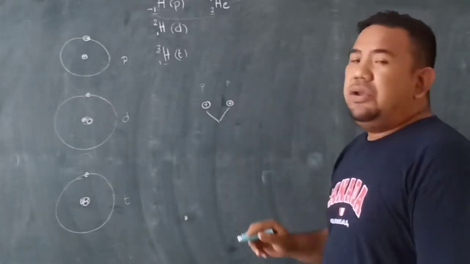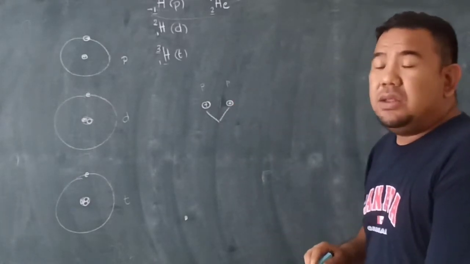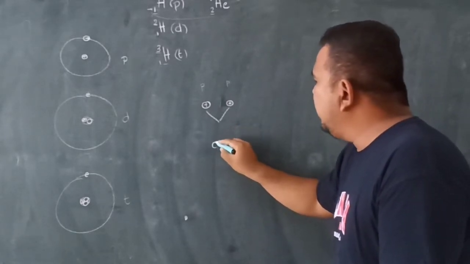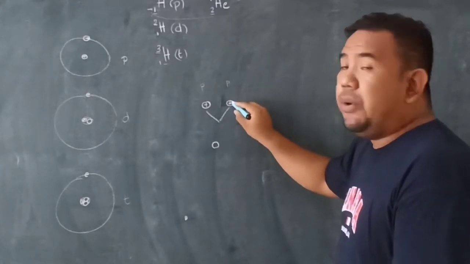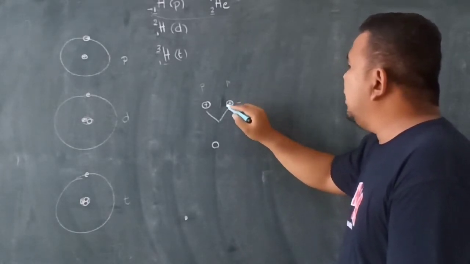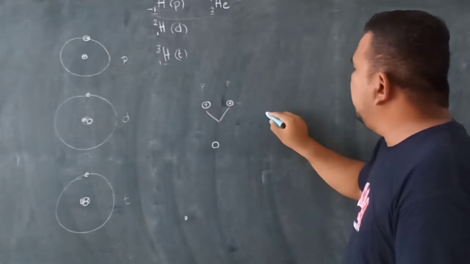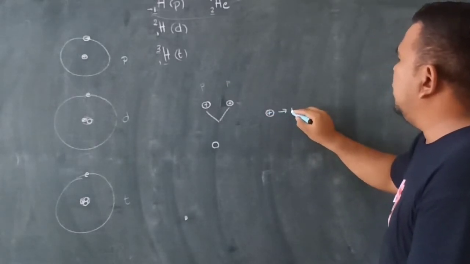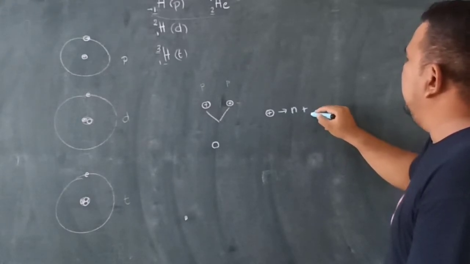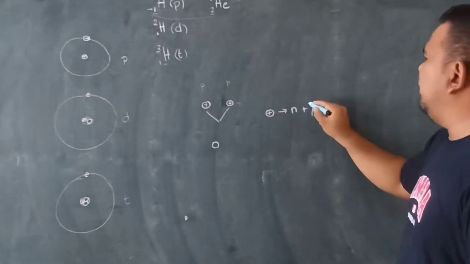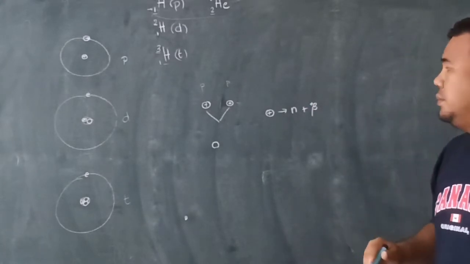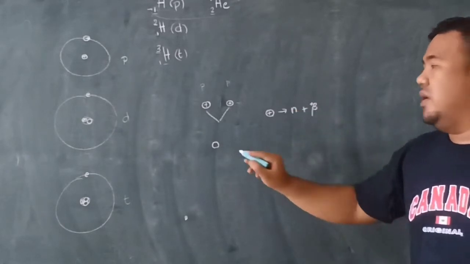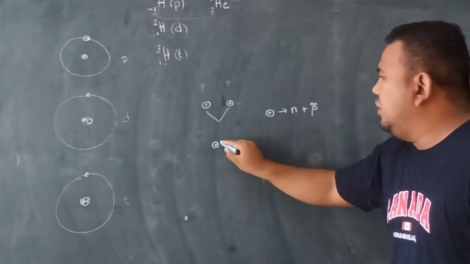And one of your protons will be converted into a neutron. So, you will have a proton. This neutron here, proton here, will be converted. Your proton will be converted into a neutron plus a positive beta particle. Therefore, your proton here will now be converted into a neutron.